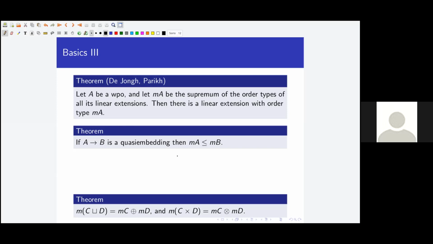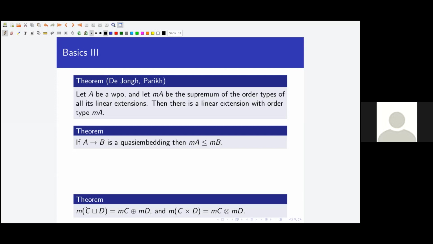Now, there was a slide a few slides ago that looked a lot like this. It was just saying that if there's a quasi-embedding from A to B, and B is a well-partial order, then A is as well. So here's kind of a strengthening of that result. We know not only that it's a well-partial order, but that the maximal order type is bounded by that of B. And the proof of that gets interesting too. But that, again, is not our theorem for today and not something we'll get into.